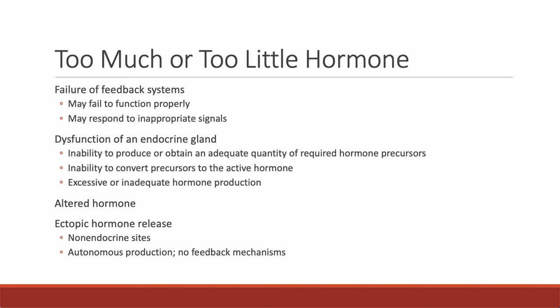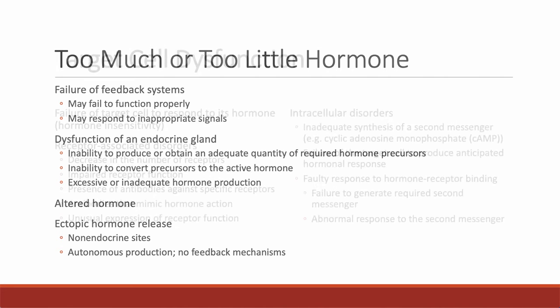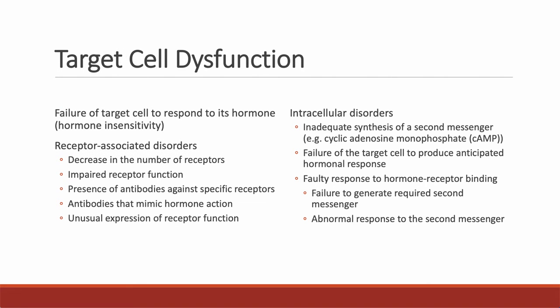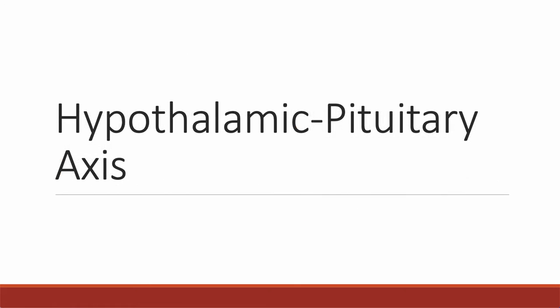So if there's an autoimmune disease affecting the thyroid gland, for instance, it may not be able to produce T3 and T4. Again, the altered hormone, we're including that here in too much or too little, but there could be a hormone that is improperly formed. And then, of course, ectopic hormone release from other sites in the body that aren't supposed to produce that. Target cell dysfunction falls into either the receptor-associated disorders category or the category of intracellular disorders. And they are specified here for you to look at in more detail.